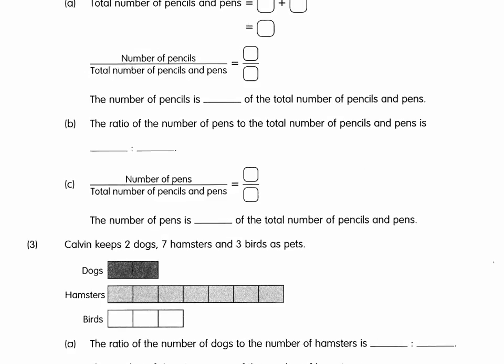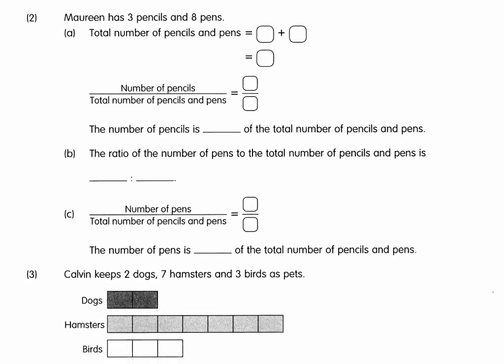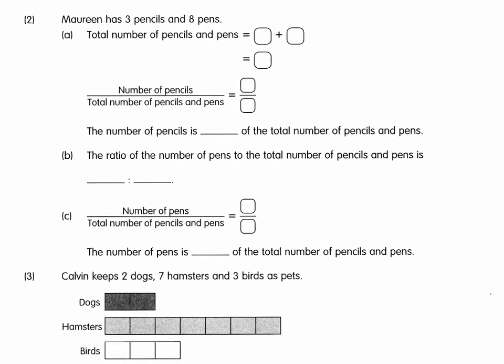Now, for the next page, Maureen has 3 pencils and 8 pens. Jack, tell me. First one, A. 3 plus 8. And what does it give me, Dylan? 11. If I want to know the fraction of pencils over the total items, Jingjie, 3 over 11. Because total items is actually 11.